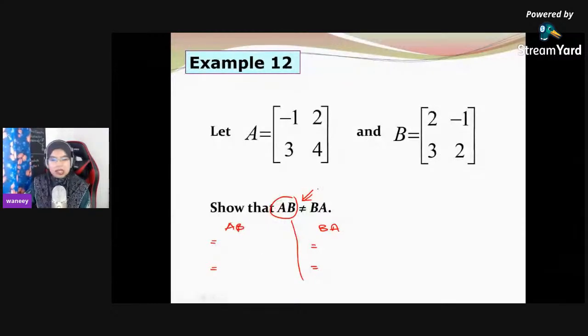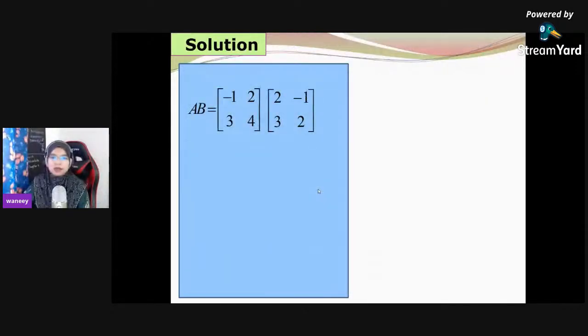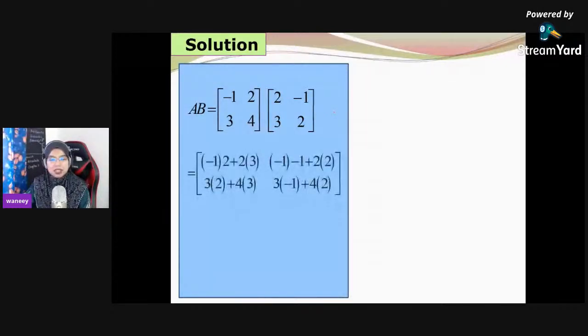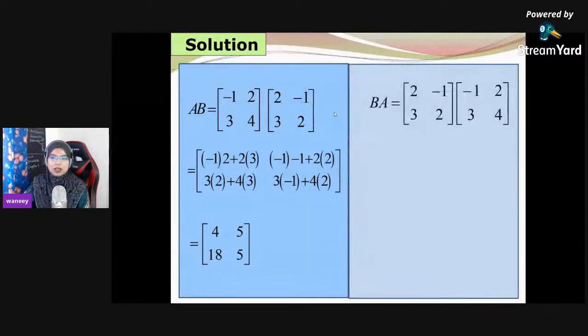So firstly, calculate AB. -1, 2, 3, 4 times with 2, -1, 3, and 2. So you times them. AB is 4, 5, 18, 5. So this is AB, and then do calculate BA. So 2, -1, 3, 2 times -1, 2, 3, 4.